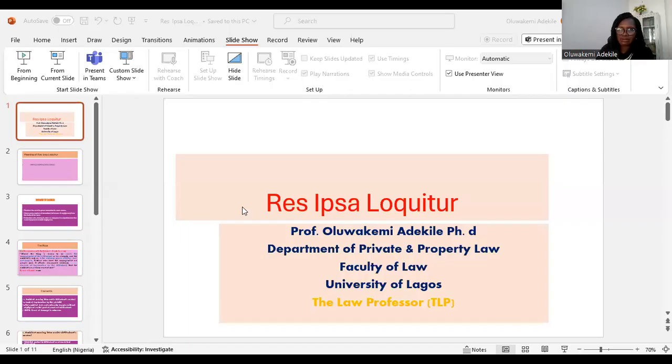The maxim res ipsa loquitur means the fact speaks for itself. What you're saying is that from the circumstances of the case, the facts of negligence can be presumed.